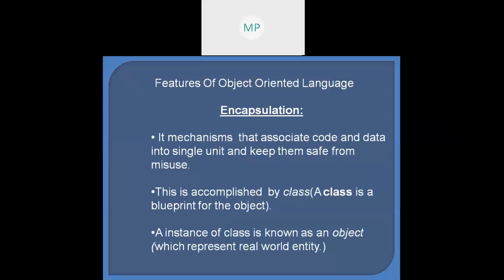Third point is, this is associated with encapsulation. A class is nothing but the blueprint of the object, we can say. We will see it in detail in the next slide or in coming lectures. Or we can say a class is a user defined data type. And the third point is, an instance of the class is always known as the object.